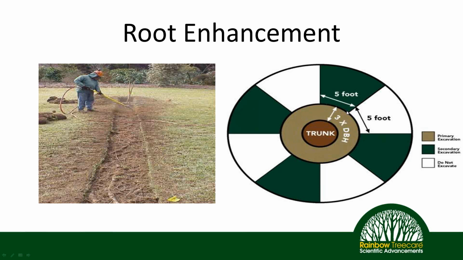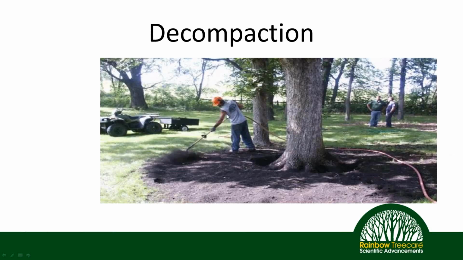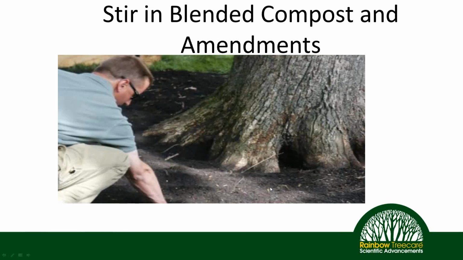And then if we could break out into these keystone areas where we are breaking up and adding nutrients and compost to these areas that are underneath the tree. And this looks something like this. So this would be the minimum that we would do here, about 3 times the diameter of the trunk. Breaking that up with the Airspade. Adding in our fully composted amendments.